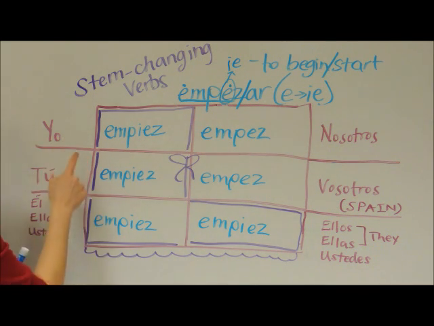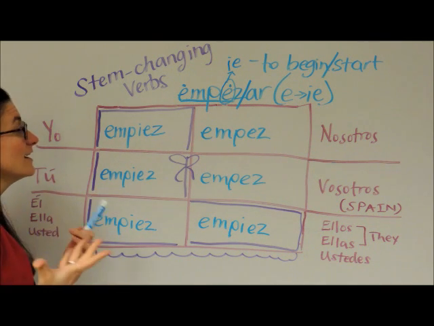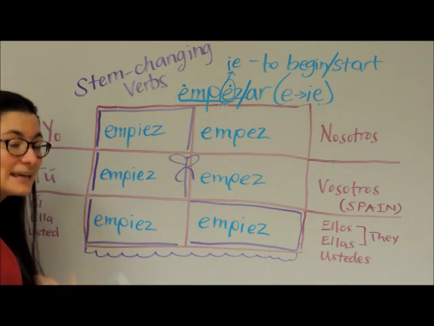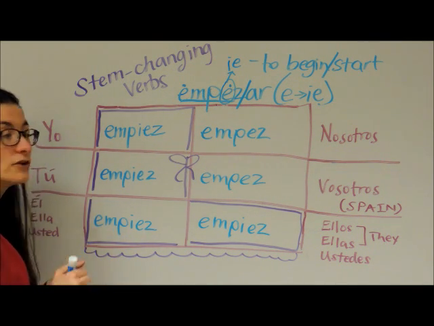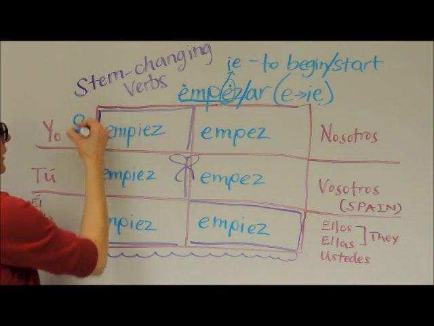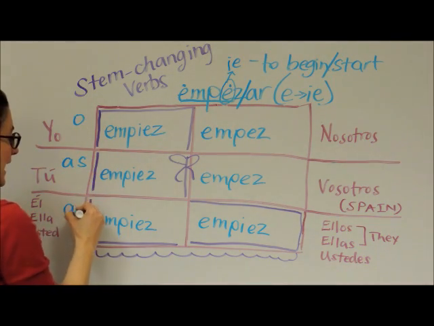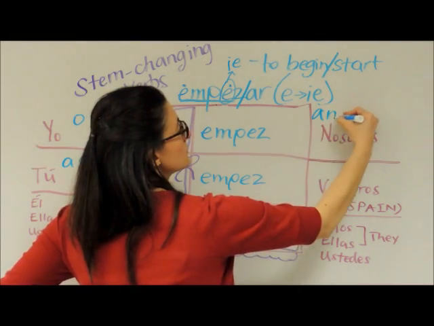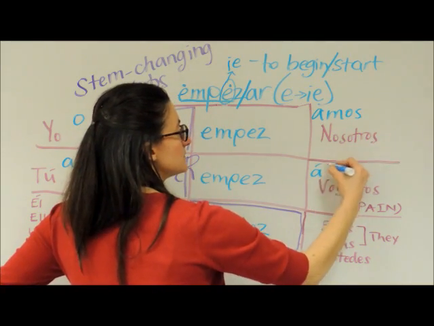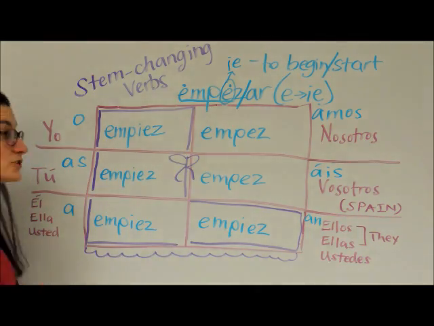So now let's take a look. We're on to the last step, which is the smush part, and as mentioned before, it is the same exact step as in the regular verbs. So on the outside of the boxes, I'm going to put our AR endings: o, as, a, amos, áis, an. And all you do now is you just smush them together.